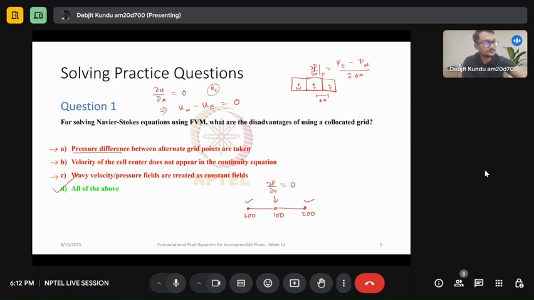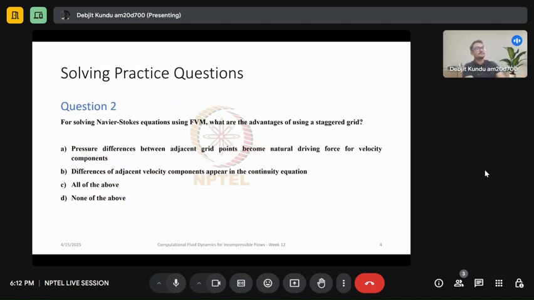Alright, so moving on, we are on to question number 2, which is asking us a different thing, which is asking us for solving again Navier-Stokes equations using finite volume method. Now, what are the advantages of using a staggered grid instead of a collocated grid? We saw the disadvantages of a collocated grid. Now we are looking at advantages of a staggered grid.